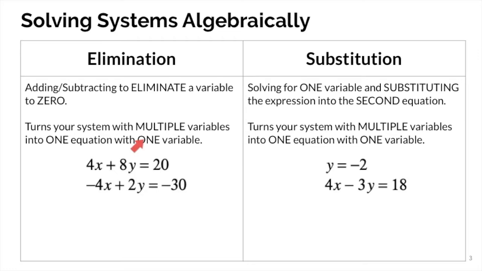So let me just show you how I would do that with this example really quickly. In this example, I have two equations, two different variables, but I see that if I add these equations together, then 4x plus negative 4x, that actually is 0, right? 4x plus negative 4x equals 0. So that is eliminated. And what I'm left with is 8y plus 2y, which is 10y, equals 20 plus negative 30, which is negative 10. And that looks like a pretty easy equation that I can solve for. And so that's the whole reason why we would do elimination. We're trying to get the system into something that's a lot simpler to solve.